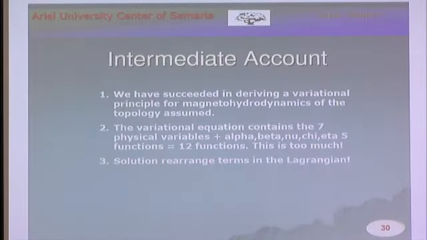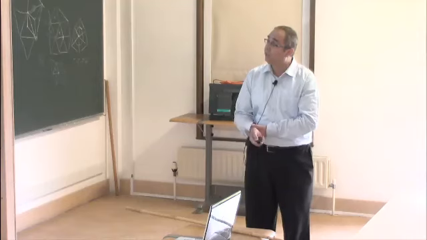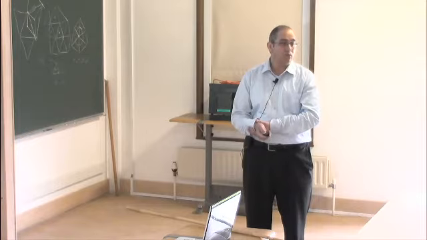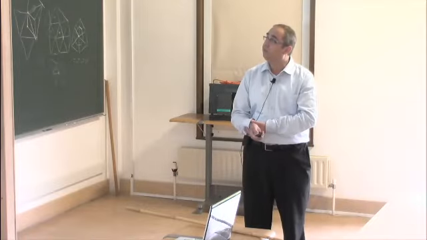Okay? So what we have done, we have succeeded in deriving a variational principle for magnetohydrodynamics of the specific topology assumed. Now, the problem is that you have, in addition to the original 7 physical variables, an additional 5 variables, and that's a total of 12 functions, which is obviously too much for magnetohydrodynamics. Now, how do you get rid of the extra functions?